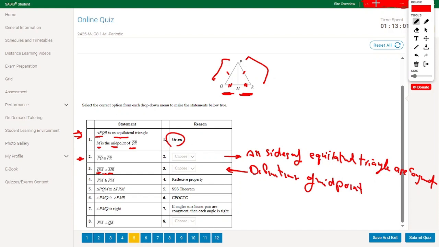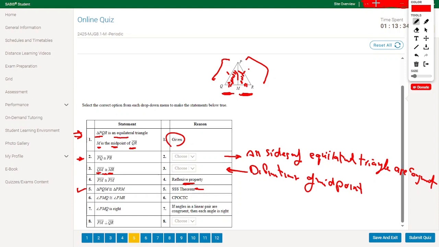Now BM congruent to BM. This is the reflexive property. So triangle BQM congruent to triangle BRM. Yes, this is the SSS theorem. This side equal to this side, this side equal to this side, and the other side equal to its side. Yes, SSS theorem, side-side-side.